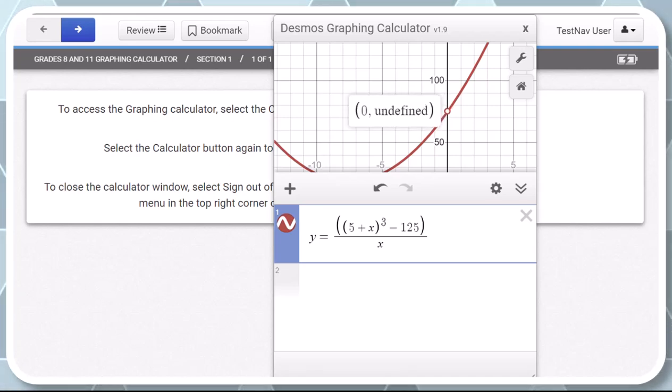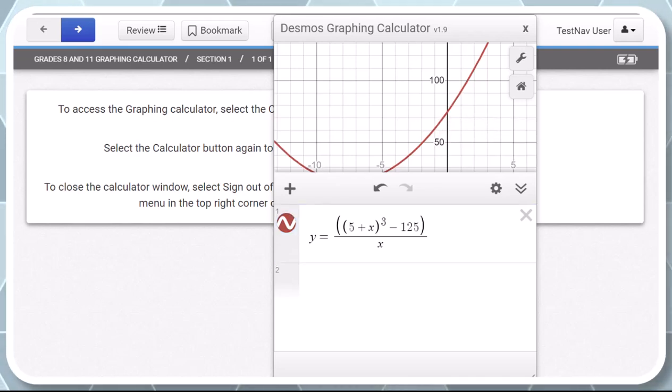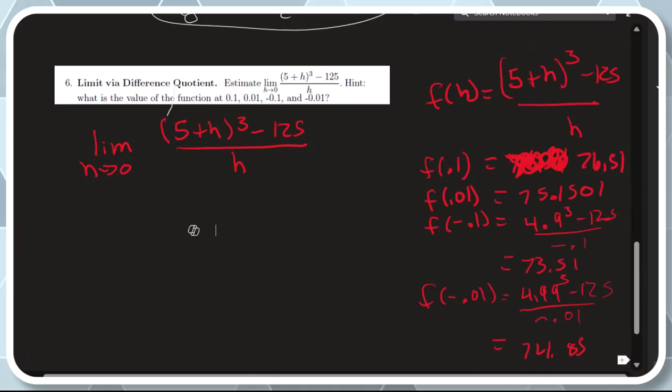But right at 0, undefined. But as we're traveling along and we're getting closer to 0 and closer to 0 and closer to 0, looks like that's going to be 75. Okay, so that's another way to estimate it. You can look at the graph, and then also you can do it analytically, and we'll be practicing more with this later.